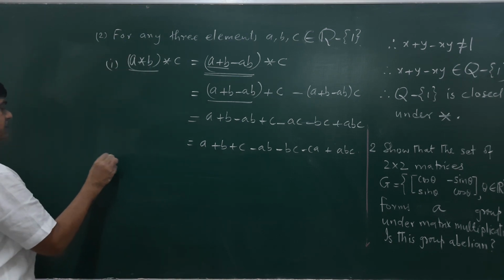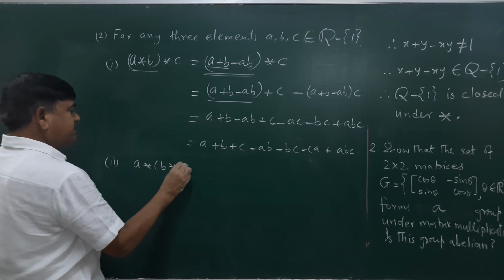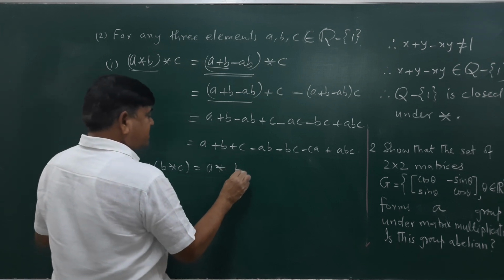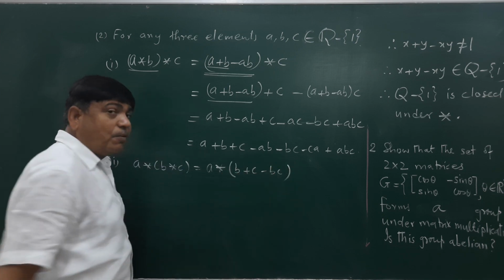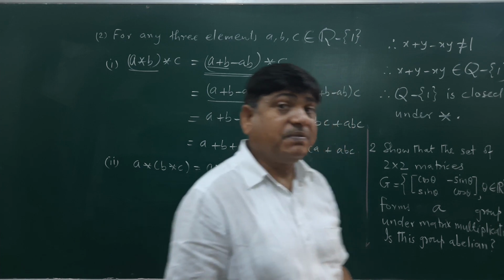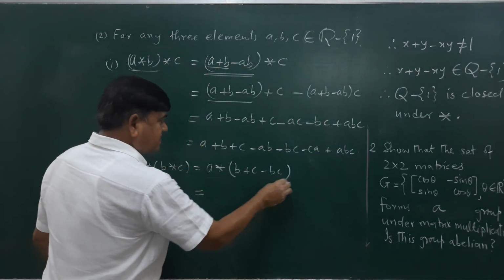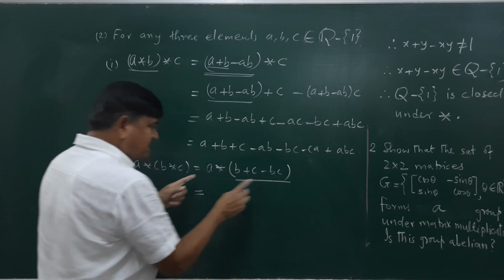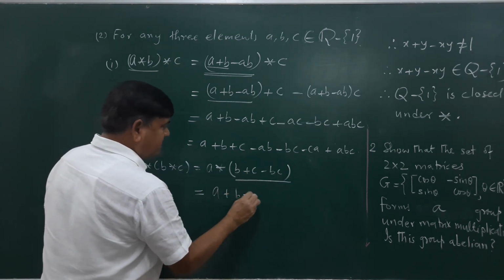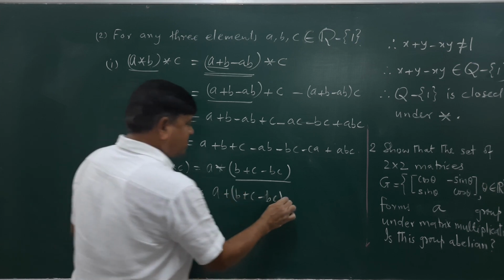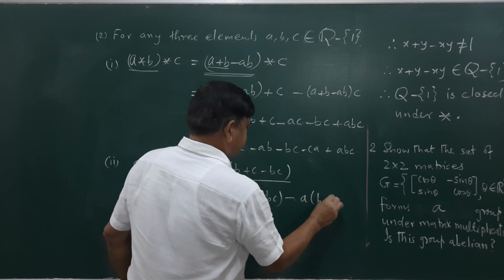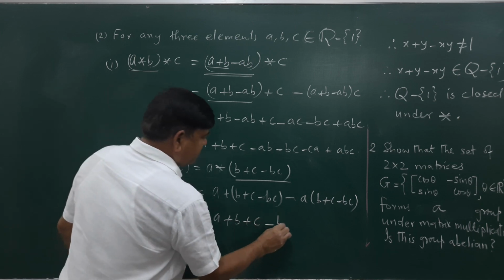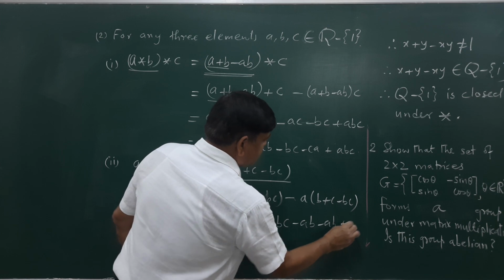Second one, A * (B * C) equals A * (B plus C minus BC). ऑपरेशन जो दे रखा है वही होना चाहिए, ये ध्यान रखना है, अपनी मर्जी से नहीं. Then single element, suppose it is x, so it looks like A * x, A plus x, where x means B plus C minus BC. Then minus A times of this. So it is A plus B plus C minus BC minus AB minus AC plus ABC.